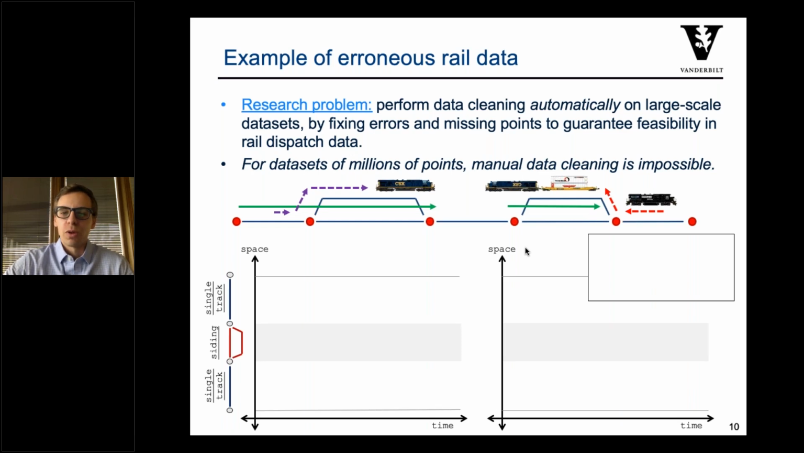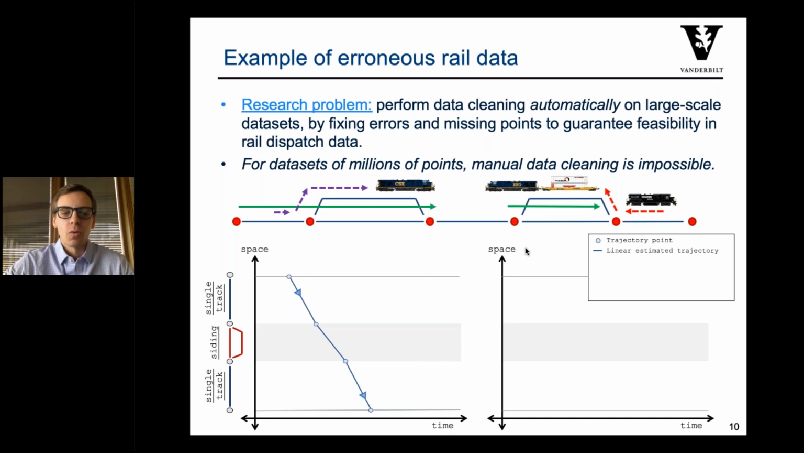That diagram was sort of what it looks like out on the track. But we will frequently look at what this looks like in terms of a string line diagram. This is just a space-time diagram that shows the track topology on the y-axis. In this case, we have two single tracks and one siding where trains in the opposite direction or same direction can pass each other.